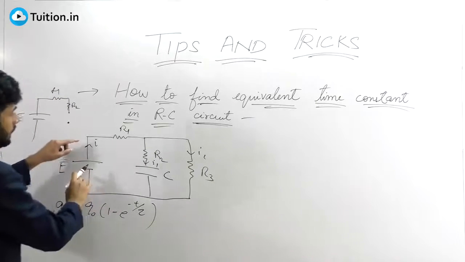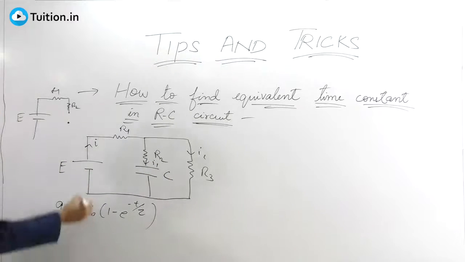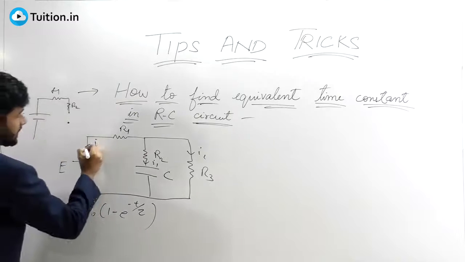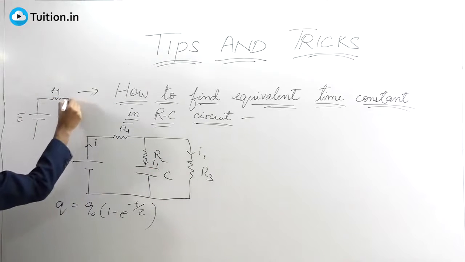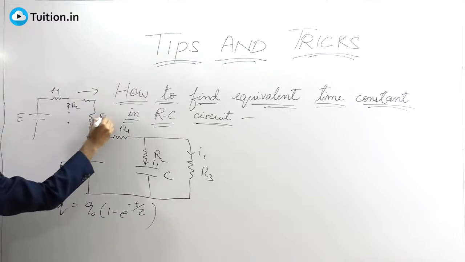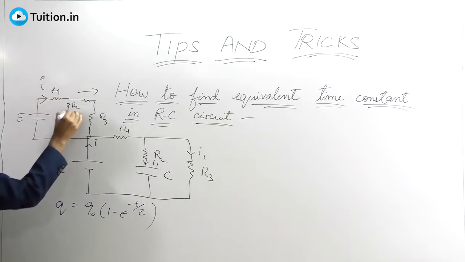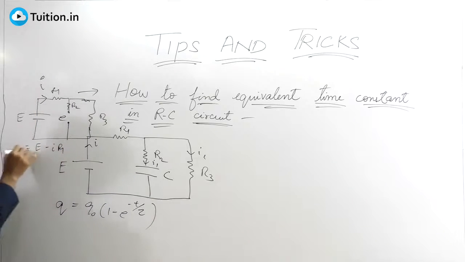So if the entire EMF comes here, in fact, you'll have to actually find what that EMF will be. You won't get the entire EMF here because there will be some current flowing in this particular circuit, and using that you'll find the EMF here, because let's say R3 will be there, and you'll have some current I. So this EMF here will be nothing but E minus I R1, and Q is equal to CV. You'll use that.